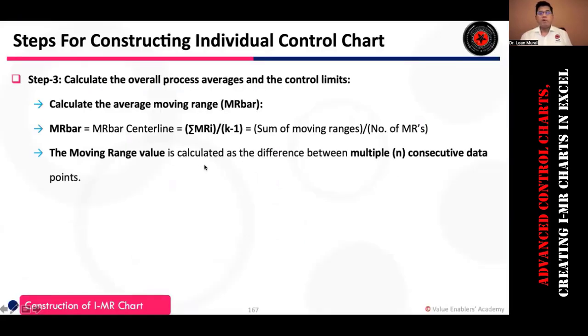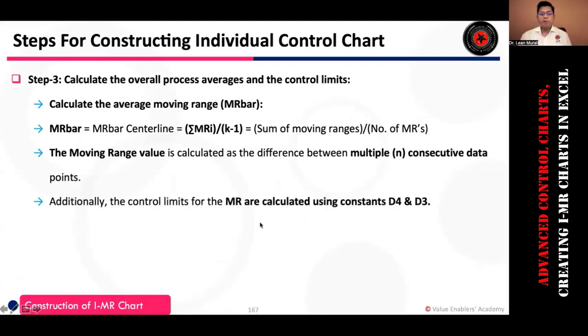So you need not worry about this formula that is there, because when I was in college, this summation itself scared me. This summation is also called big sigma. Moving range is calculated as the difference between multiple collected data points.